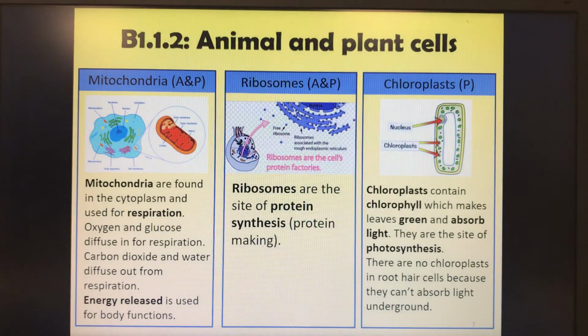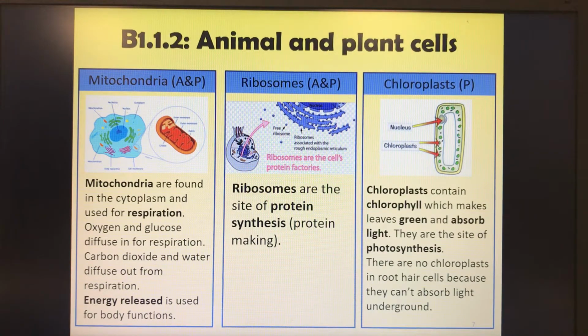So these are the other things. This is what we were talking about when I said that chemical reactions occur in the cytoplasm. They don't really occur in the cytoplasm. They occur in these different structures found in the cytoplasm. So let's start with mitochondria. Mitochondria is where respiration occurs. It uses oxygen and glucose.